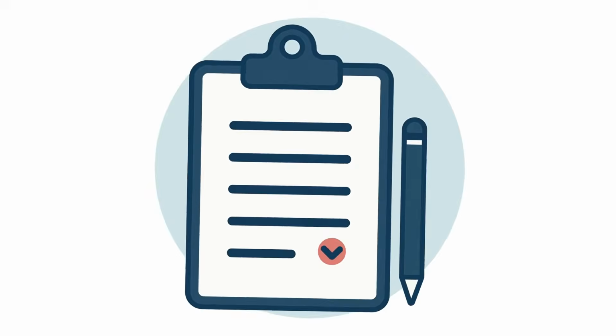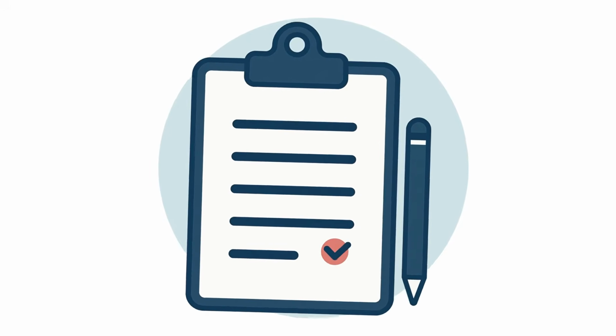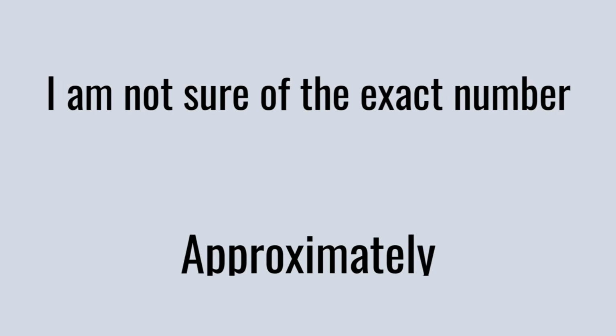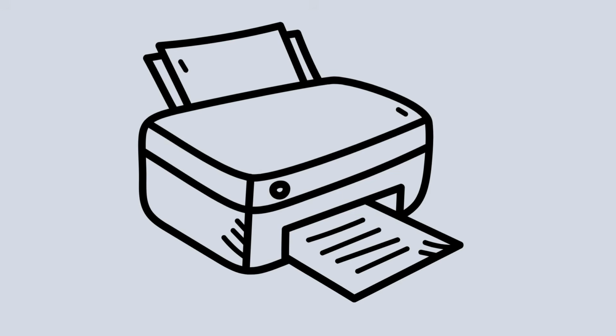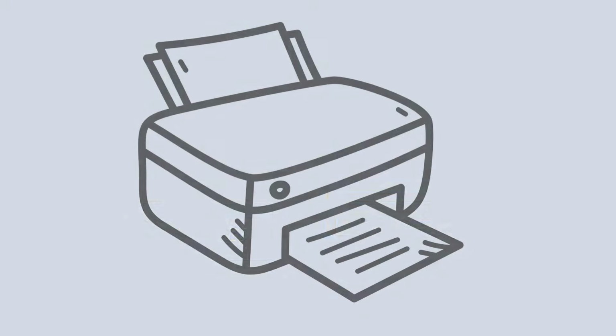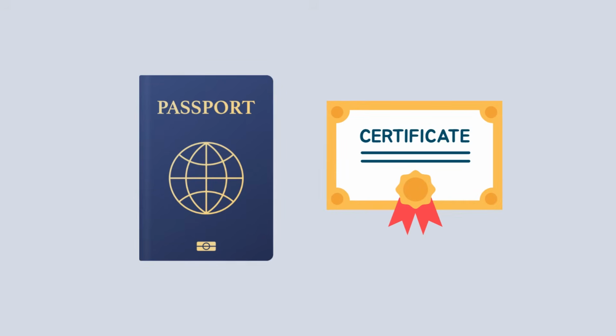Third, it is important to be honest on the asylum application. If you are not sure of a particular detail or date, you can simply say that truthfully. It is okay to say things like, I am not sure of the exact number, or approximately. Fourth, if you include documents like passports or birth certificates with your asylum application, do not send the originals. Only send photocopies. In the future, you should bring the originals to any interview or hearing.